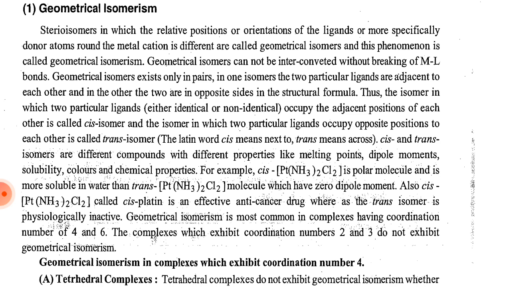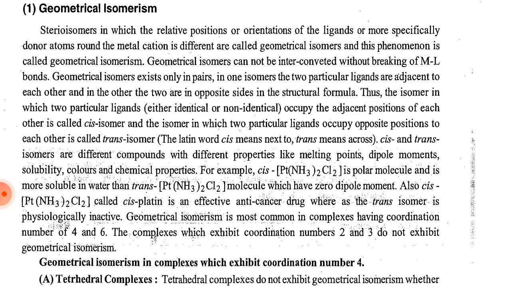Geometrical isomerism: stereoisomers in which the relative position or orientation of ligands, or more specifically donor atoms, around the metal cation is different are called geometrical isomers, and this phenomenon is called geometrical isomerism. So what is geometrical isomerism? This is a type of stereoisomerism where the positions of the ligands, specifically the donor atoms, around the metal cation are very different. That kind of isomerism is called geometrical isomerism.